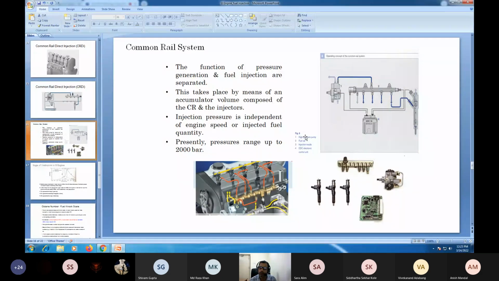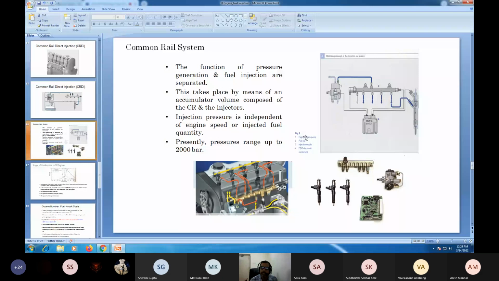Then we have discussed the gasoline direct injection system, and these two technologies we use to inject the fuel in the spark ignition engine. We also have discussed how to control the air fuel ratio in the SI engine.